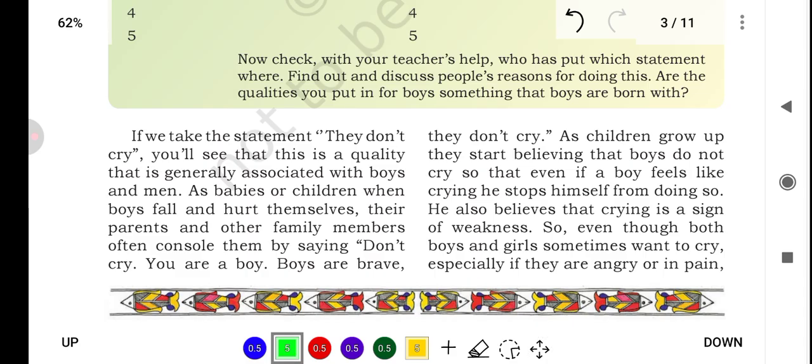So at the end it is written, now check with your teacher's help. Okay, it is for the 6th class students. It's meant for them. So we'll skip this portion.